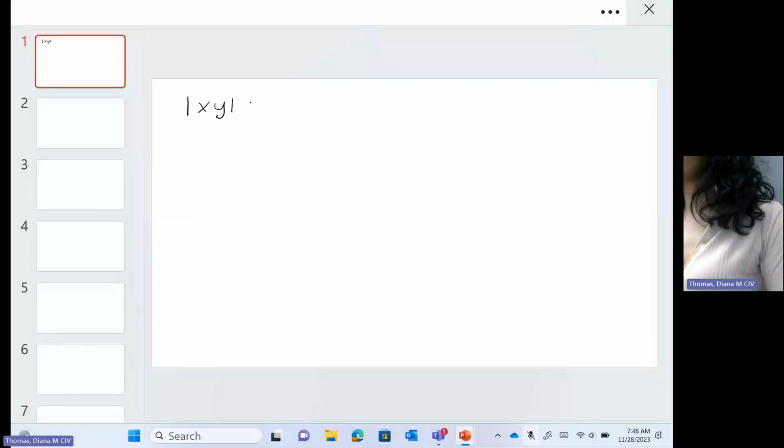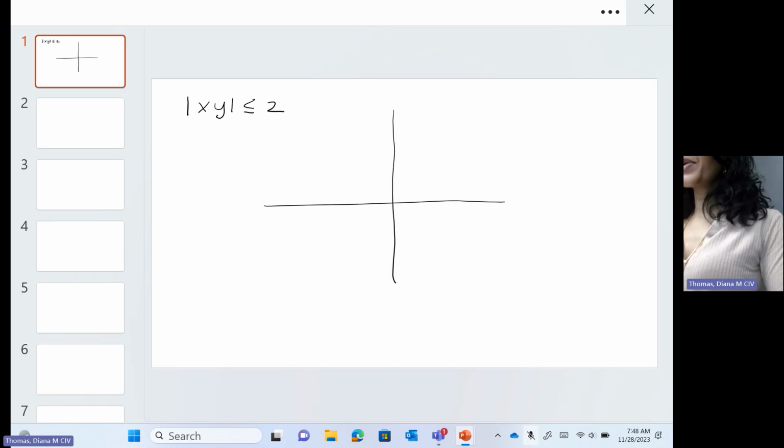Absolute value of x times y is less than or equal to 2, or greater. It doesn't really matter, right? The work is the same if it's greater than or less than. All right, for this particular problem, when you put down your quadrants, here it's always easy. It's plus.